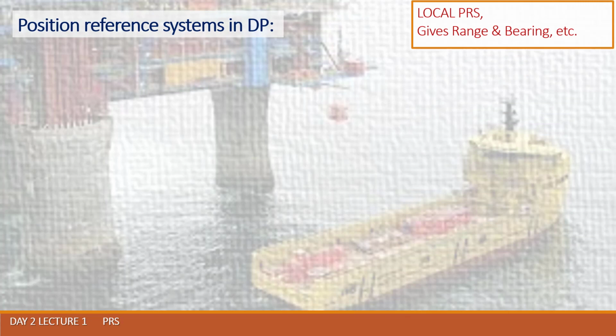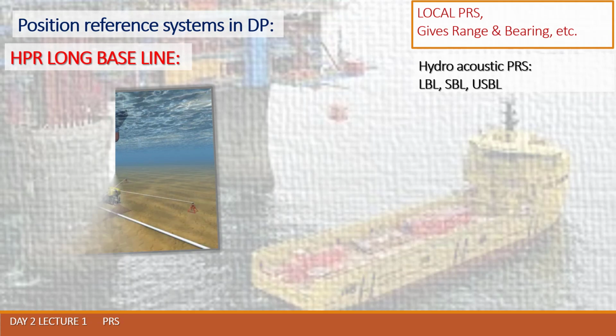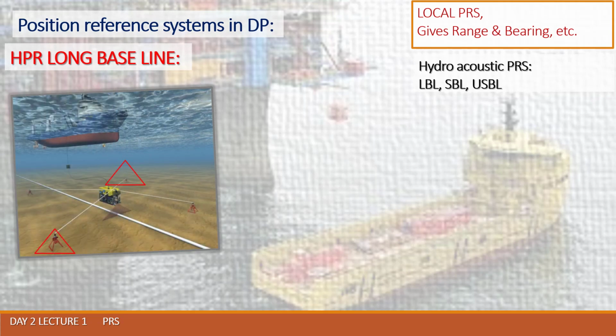Now in focus is long baseline, guys. The main idea of the long baseline system is that an array of beacons is placed at the sea bottom as a baseline. So in that system we will have one transducer or one antenna and a set of beacons at the sea bottom. And here are the main properties.